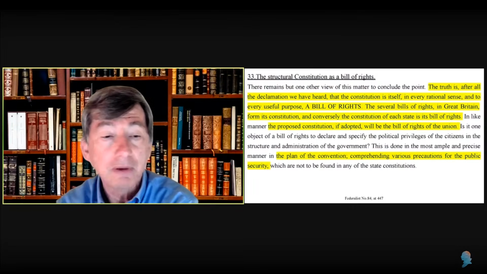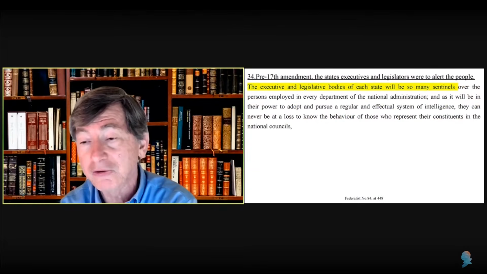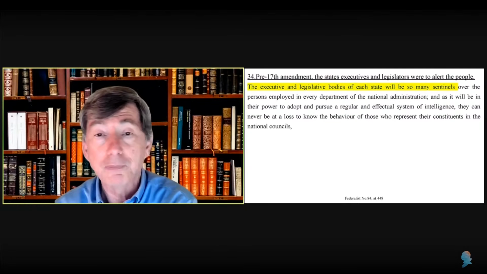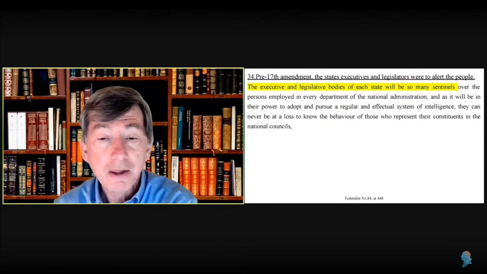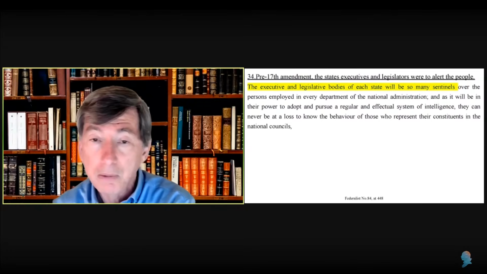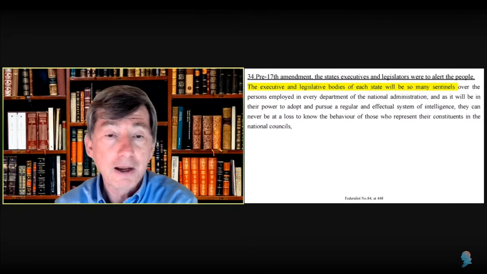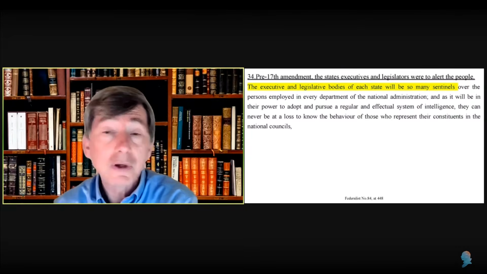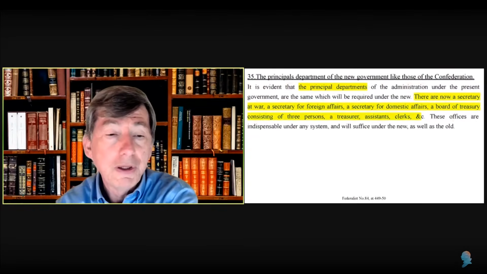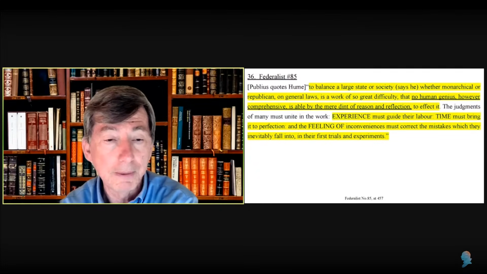Running on time, there's still something I want to get to. The executive and legislative bodies of each of the states will be so many sentinels. No, they haven't been for a long time, but especially since the 17th Amendment. The principal departments in the new government will be like those in the Confederation. Well, we know that that's no longer true because of all that Congress has passed by way of legislation, which has created additional departments. What I want to end with here on the Federalists before I turn to what we're going to be doing going forward.